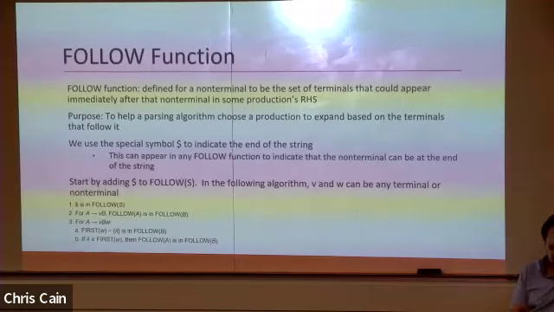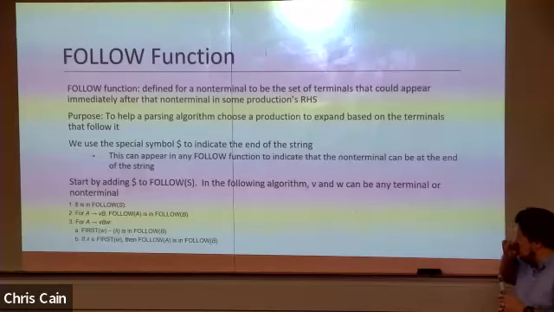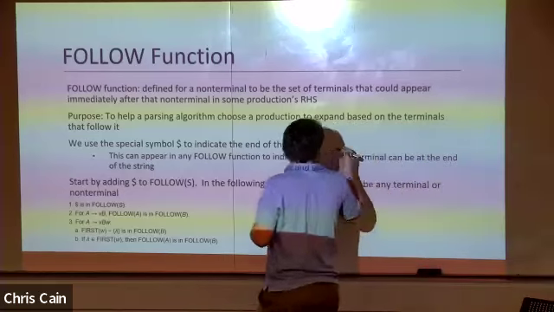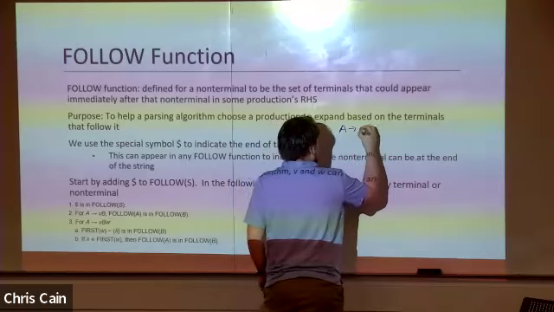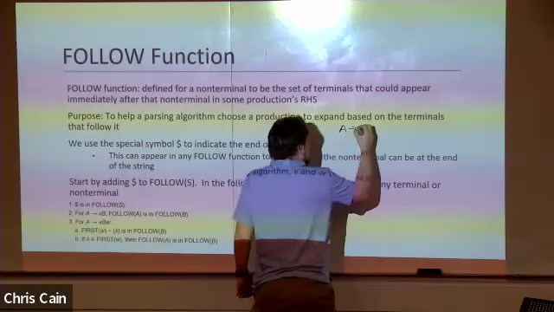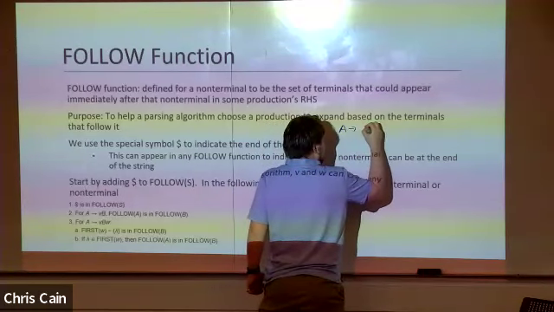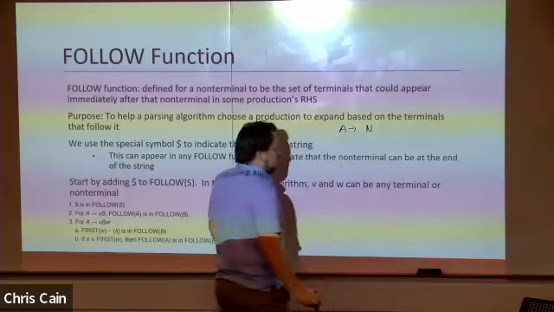Does that make sense? Why does that work? So we have some A arrow something. It just matters if there's something that ends in some non-terminal. I'm just going to call this N rather than B.